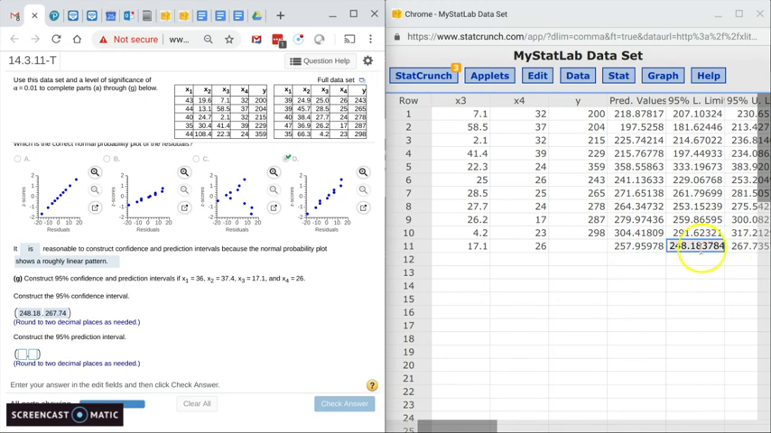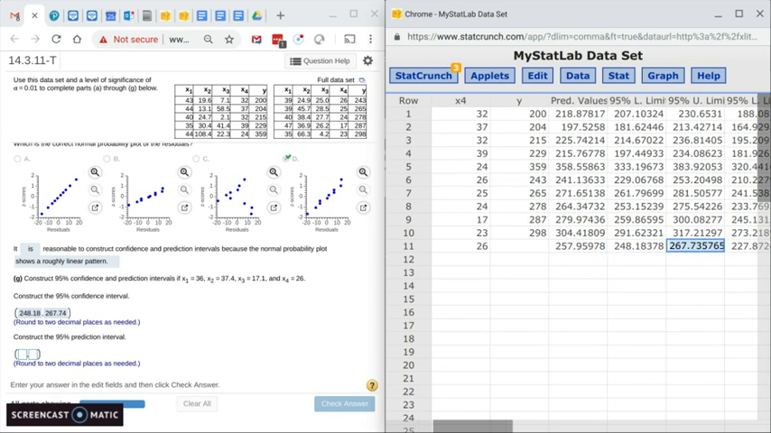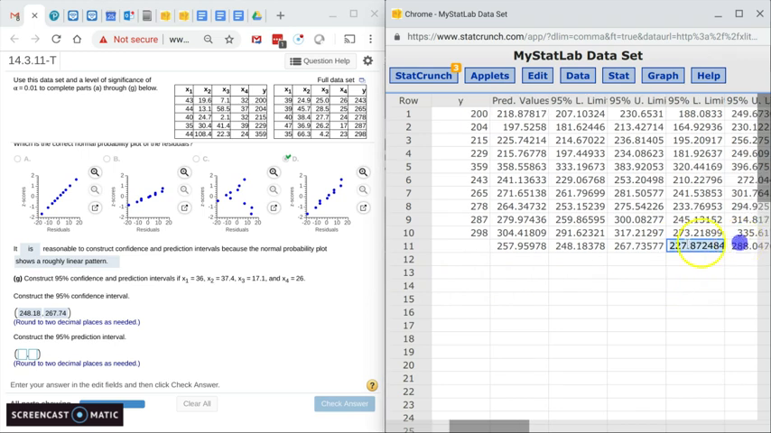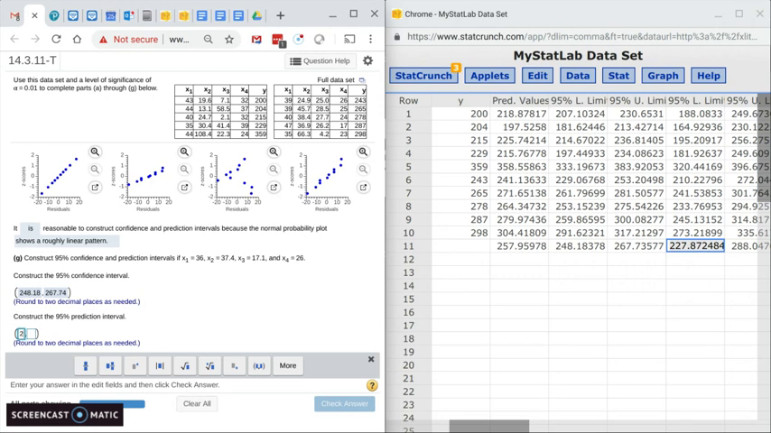Okay. Now, of course, when we do the prediction for the individual reading, right? If we just do it once off, the standard deviation is much greater. So it's going to have a wider interval because the standard deviation is greater. 227.87, and then 288.05.